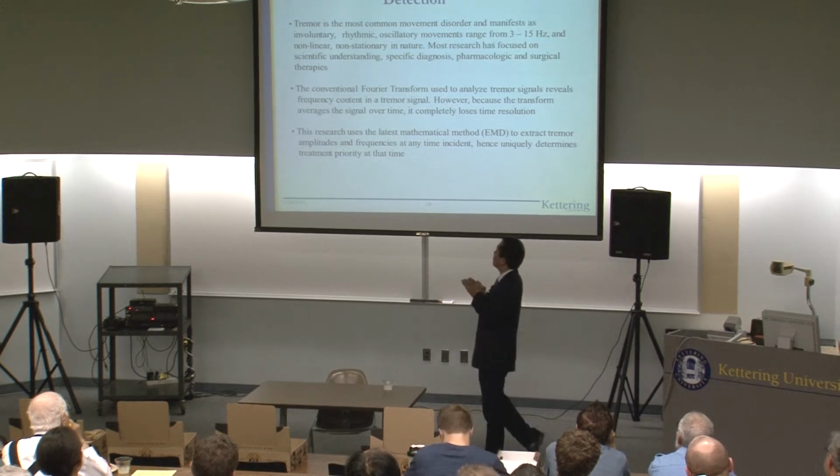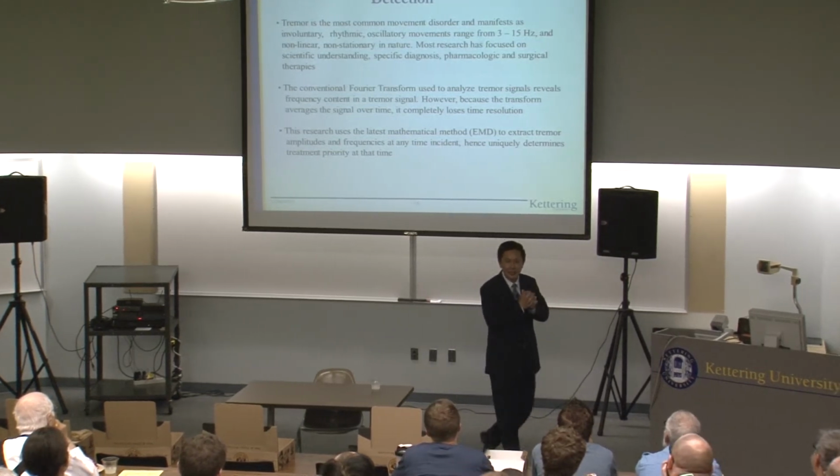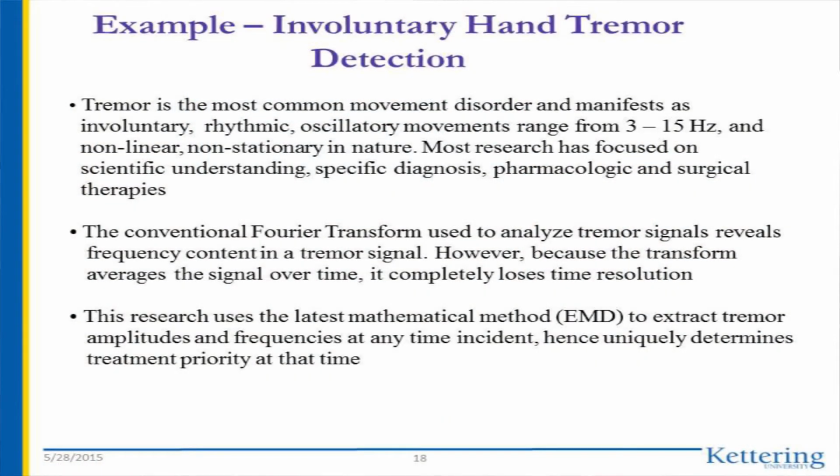And the second example I'm going to give you of the application of EMD and HHT is what we call involuntary hand tremor detection. And I think Justin probably does a lot of work in that. I saw some pictures that are very similar to what I'm going to show you, but yours is much more sophisticated, I have to say.